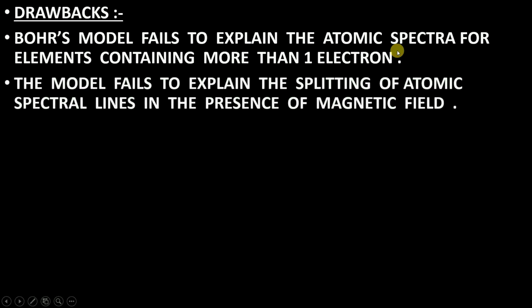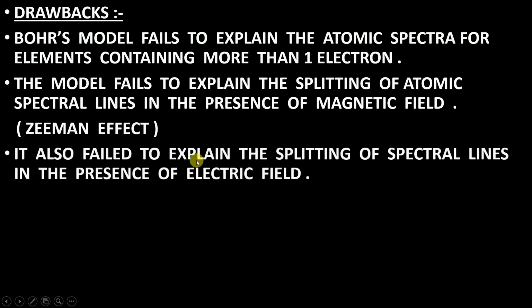The second point is that the model fails to explain the splitting of atomic spectral lines in the presence of a magnetic field. The splitting of atomic spectral lines in the presence of a magnetic field is known as the Zeeman effect. So Bohr's model was not able to explain the Zeeman effect as well. You will get an idea about atomic spectral lines when you watch the video on atomic spectra. Similarly, it also failed to explain the splitting of spectral lines in the presence of an electric field.